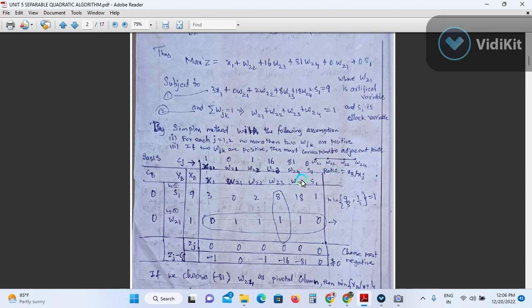So W24 and W21 are not adjacent. So what is the meaning? It violates our assumption. Therefore, this is not our pivotal column. So I have to move to the next most negative value. The next most negative value is minus 16.